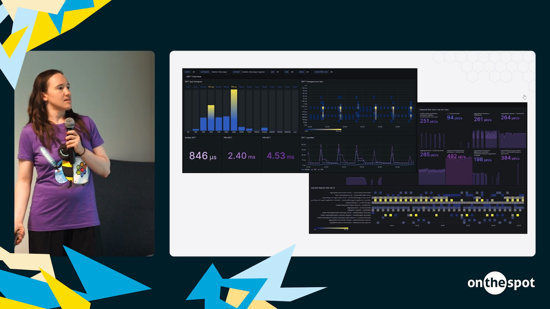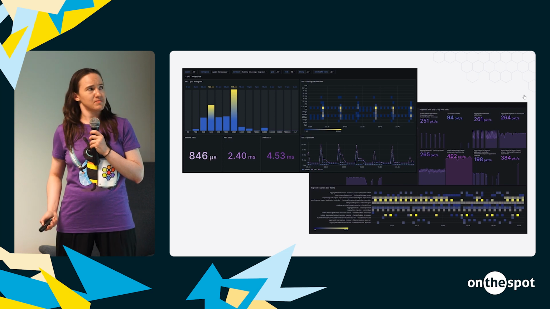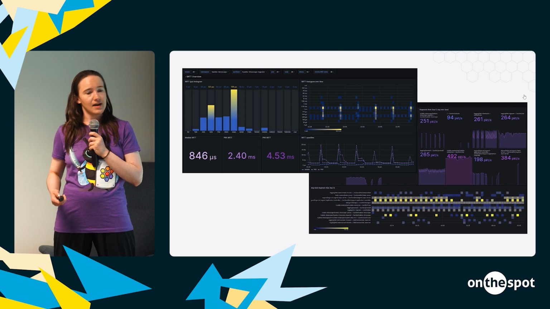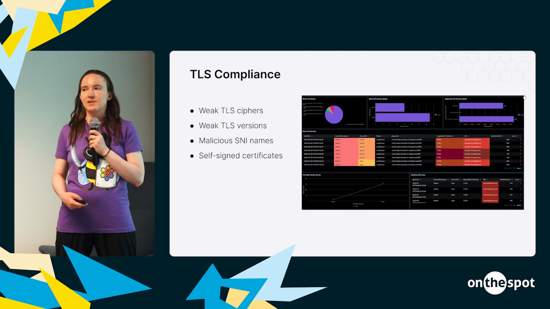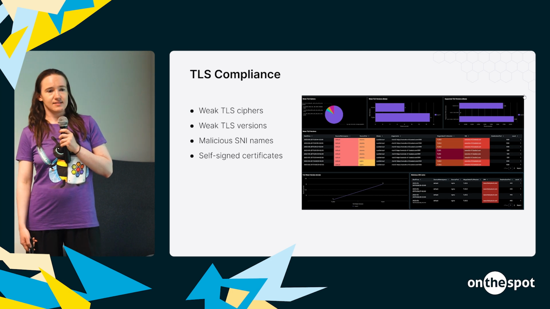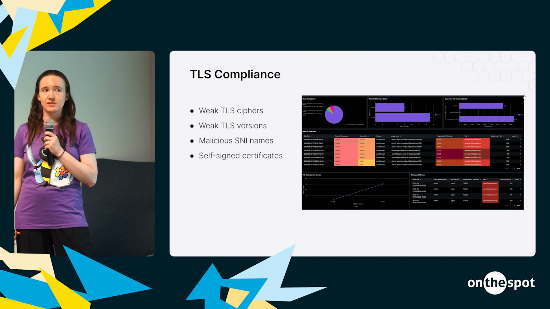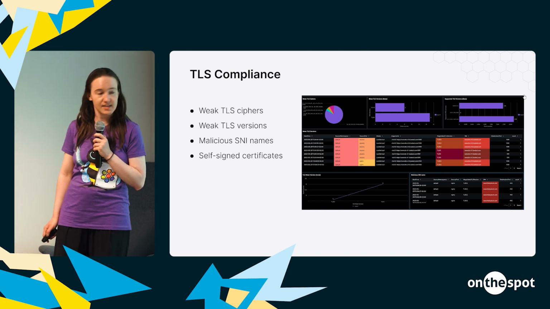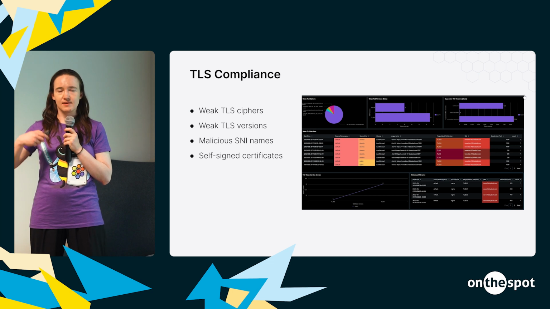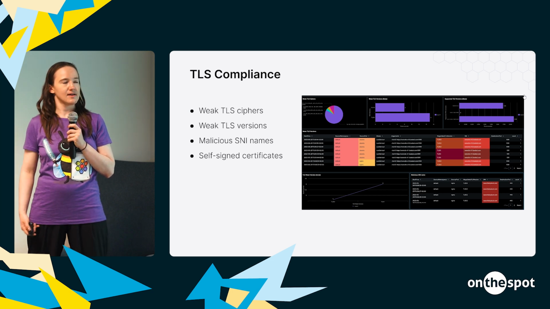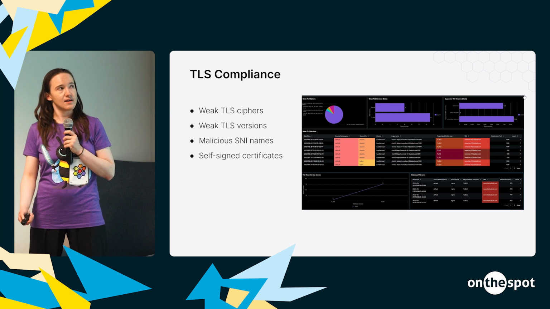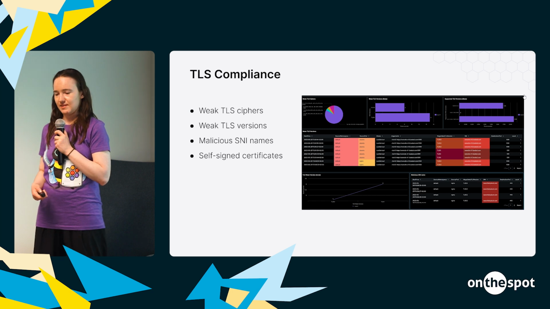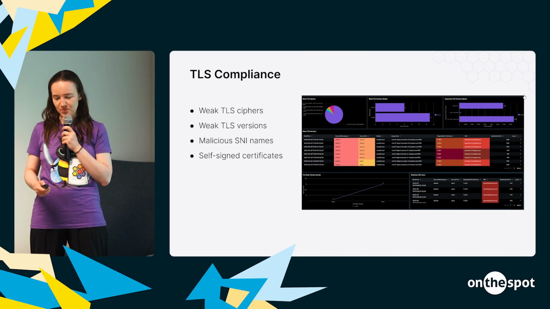These are dashboards for, I think, TCP, latency, and throughput. TLS compliance is another network-related thing that's very crucial to monitor for most security teams: detecting weak TLS ciphers, weak TLS versions, malicious or new domain names, and things like self-signed certificates. So again, auditing things with such a dashboard is something that most security teams need to do.